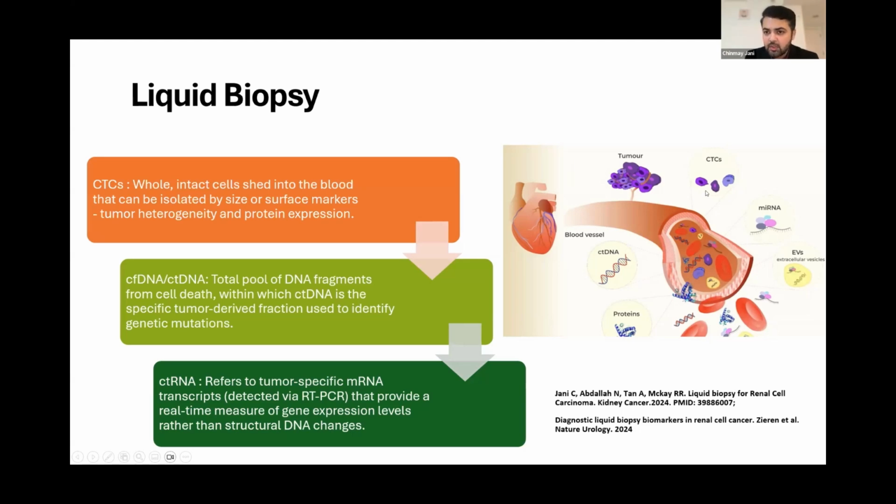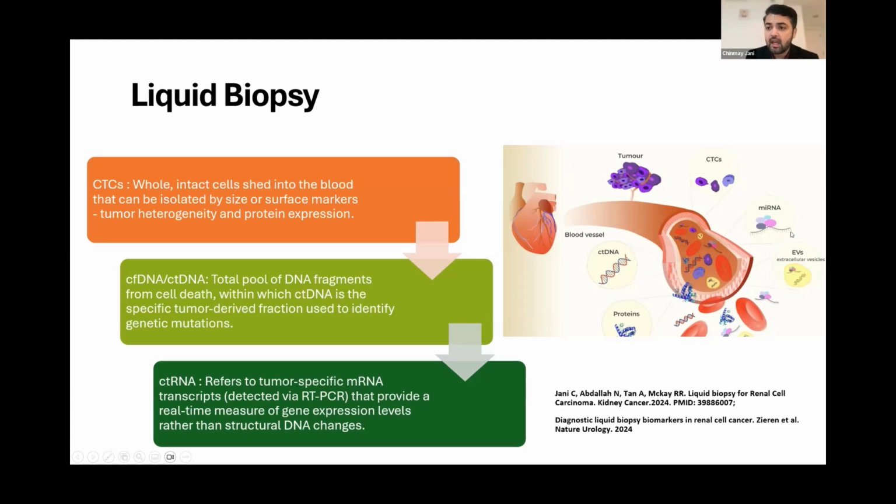So one of them is the CTCs, which just means circulating tumor cells. It's as simple as it sounds: these tumor cells, when they're circulating within the blood, are caught and then analyzed further. The second one is ctDNA, or more broadly called cell-free DNA. So cell-free DNA, and you can look over here, these are the pool of DNA fragments from cell death. Cell-free just means that the DNA is not in the cells, it's free of cells. Within this, the circulating tumor DNA is the specific tumor-derived fraction used to identify genetic mutations. So that's the second entity.